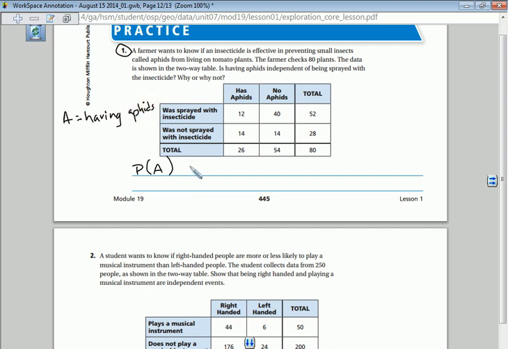Okay, so how many plants had aphids? 26 out of how many plants did we have? 80. Okay, now let's let B be, is it independent of being sprayed with insecticide? So we'll let event B be being sprayed with insecticide.